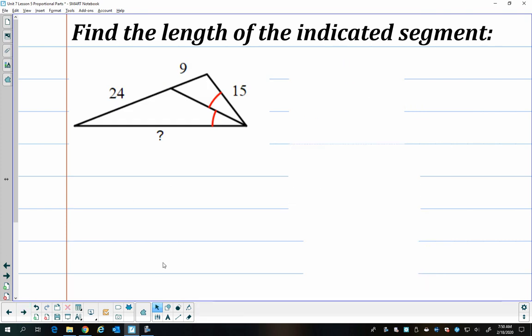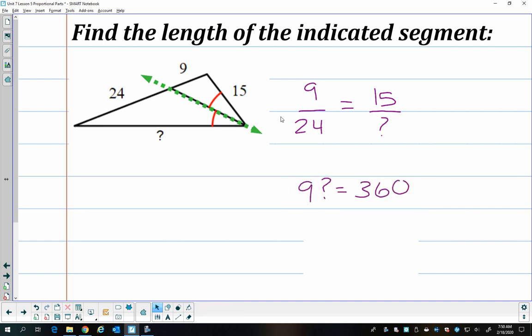I'm going to do one last one with you, and then I'll let you do a couple on your own. Here's the angle bisector. I know it's an angle bisector without being told, because this segment makes 2 congruent smaller angles in this triangle. And so I have these fractions written, 9 and 24, 15 and question mark. And again, we're cross multiplying and solving the proportion.